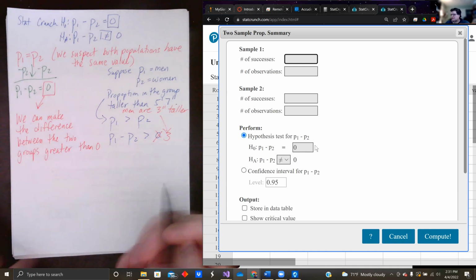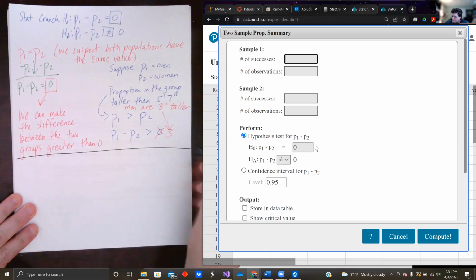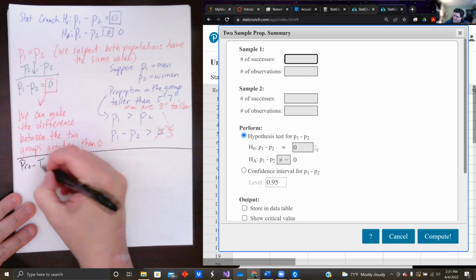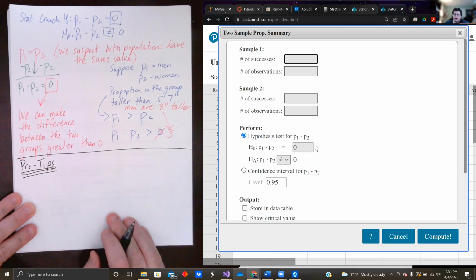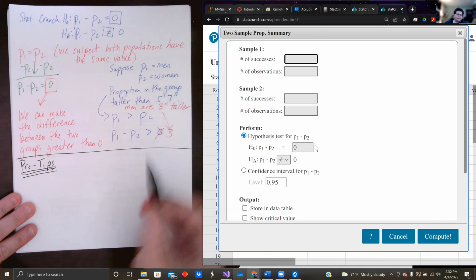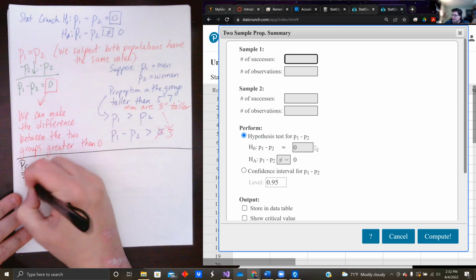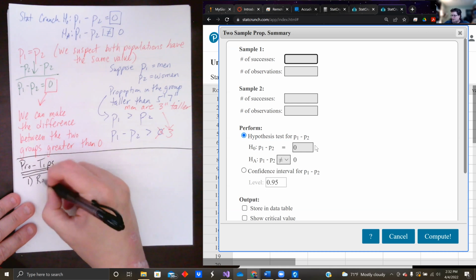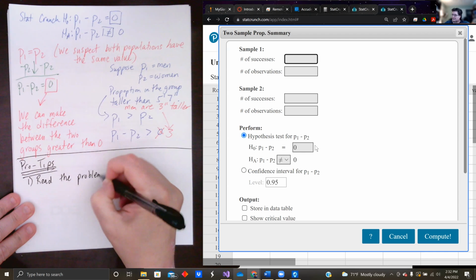So I've got some pro tips for you when you're going through this. Pro tips. Notice right here, when I said P1 is men and P2 is women, I labeled them. But I'm not even going to make that the first pro tip. First pro tip: read the problem a couple times until you understand what's going on, what's being asked.